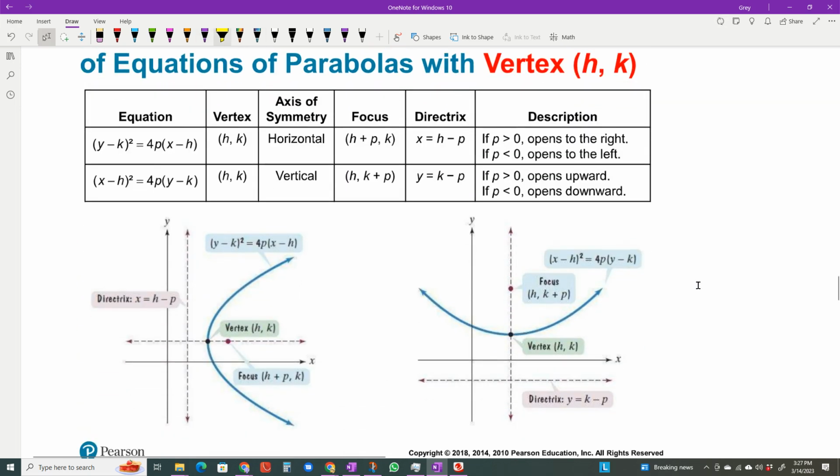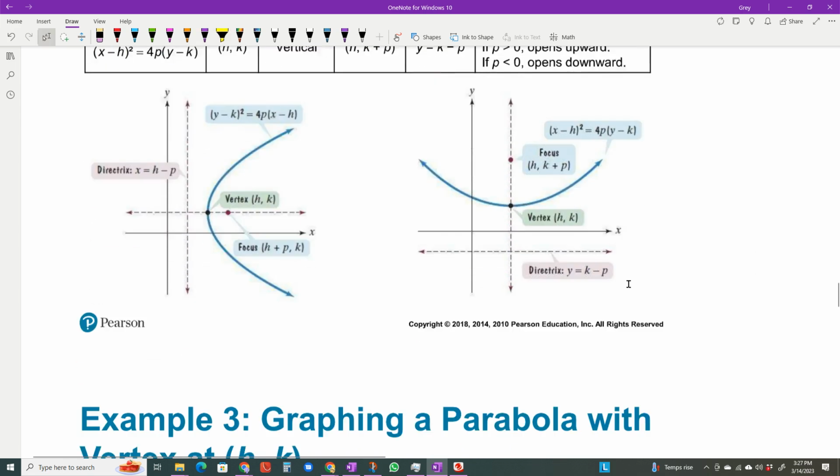Sometimes we'll have a new vertex, but just like we've been doing all year and in the first 2 sections of this chapter, our vertex could be (h, k). H moves it left and right. K moves it up and down. H is always with x. Y is always with k. So that's the key thing that you have to remember, and everything else is going to be the same.